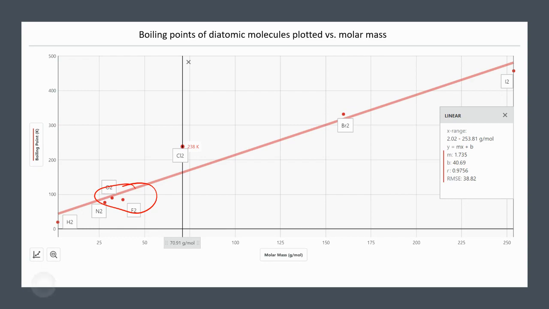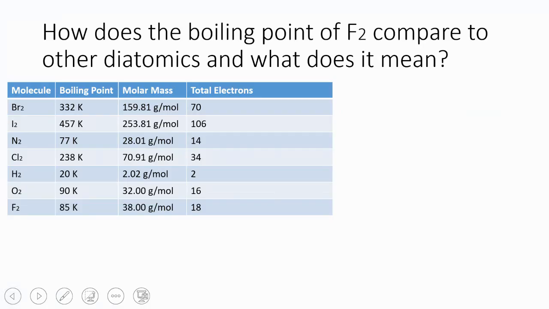Let me go back just for a second and look at the actual data. If you look at O2, it is lighter and has fewer electrons than F2, but it has a higher boiling point. That's for another video. That's a discussion we're going to have in our next video, actually.